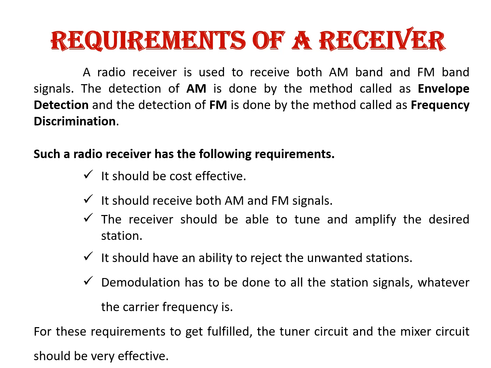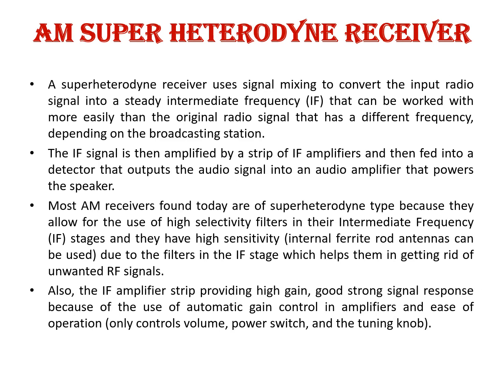For these requirements to be fulfilled, the tuner circuit and the mixer circuit should be very effective. So we have to design a system in such a way that the tuner circuit and mixer circuit are very effective. Then the super heterodyne receiver: the name super heterodyne means multiplication. The super heterodyne receiver uses signal mixing to convert the input radio signal, that is in RF frequency, into a steady intermediate frequency called IF.